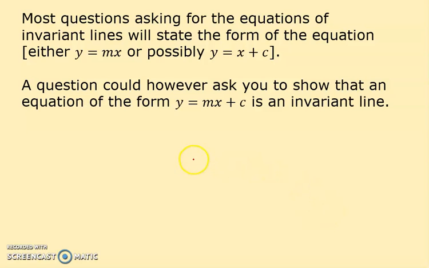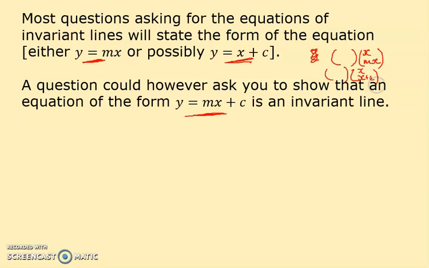It does say here that a question could, however, ask you to show that an equation of the form y equals mx plus c is an invariant line. I suppose this is because it can get quite tricky to do these on their own. They might say to you y equals mx, in which case you use the y equals mx scenario. When you do your matrix, as we saw just now, you write x and mx. Or they might say it's this one, in which case you do your matrix and you'd write your x, and because this is x plus c, you write x plus c.